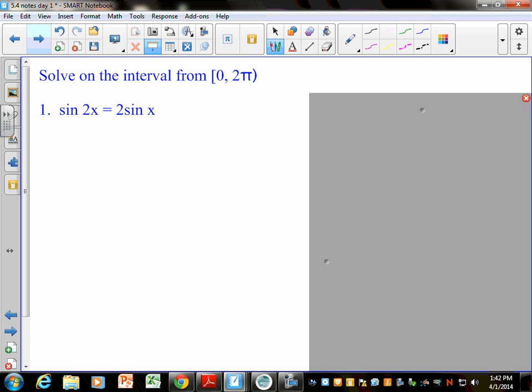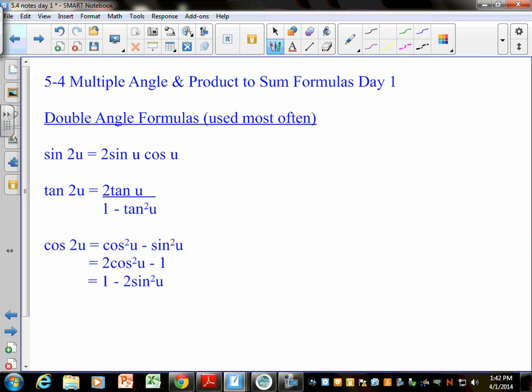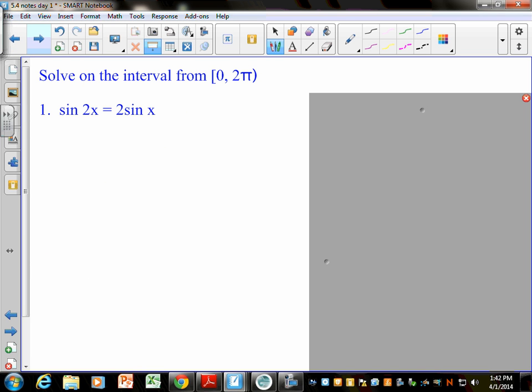Step 1 here is we cannot separate this 2 from this x. You can't divide by 2 and make that 2 go away, which is where the identities I gave you are very helpful. Because I could just replace sine of 2x with this, right? That's the idea today. Most of these are going to start with using one of those properties. So I can replace this with 2 sine of x cosine of x. Notice that u has just been replaced by x.